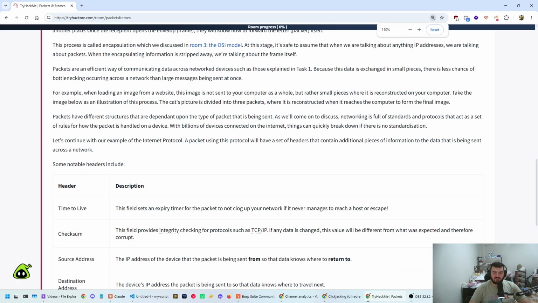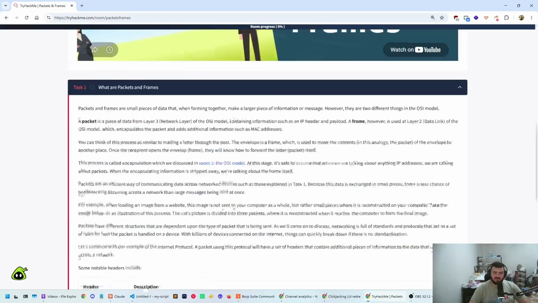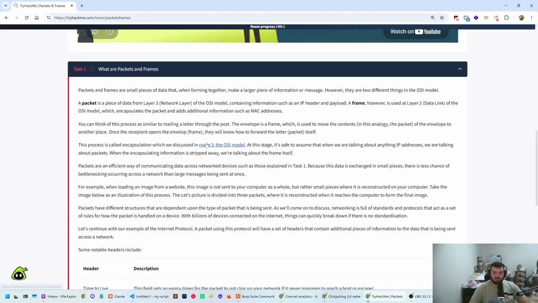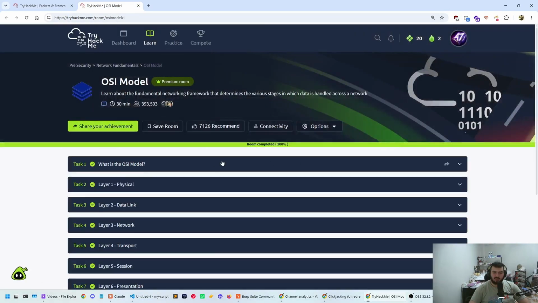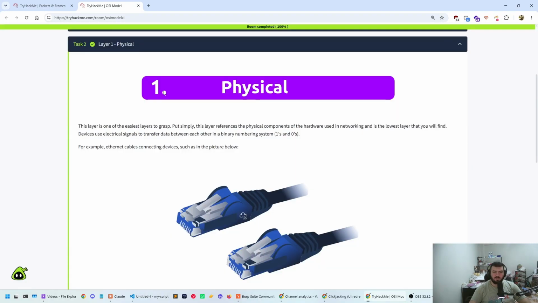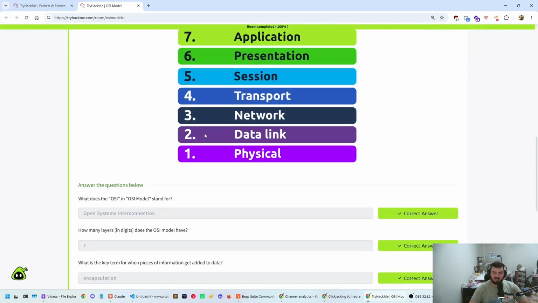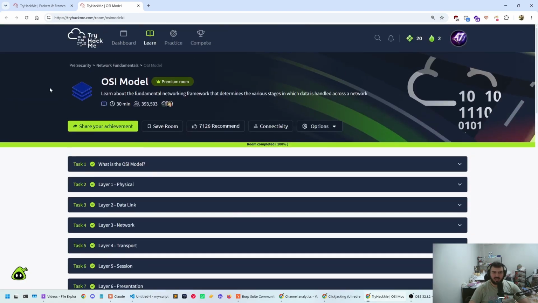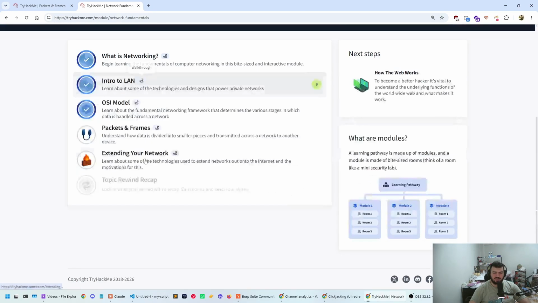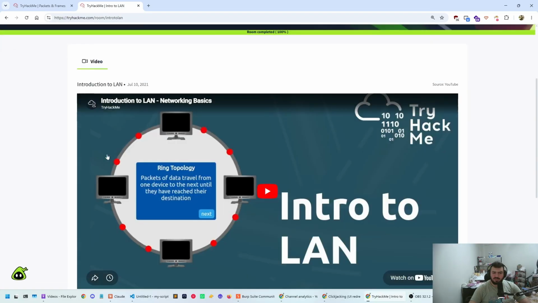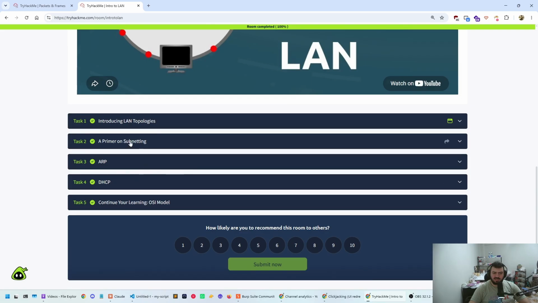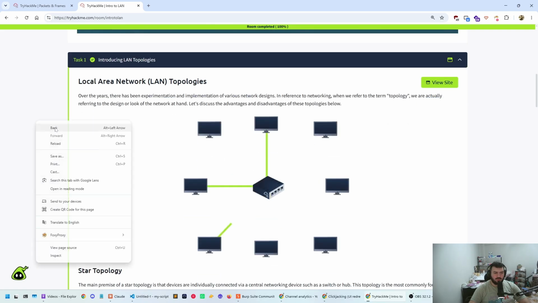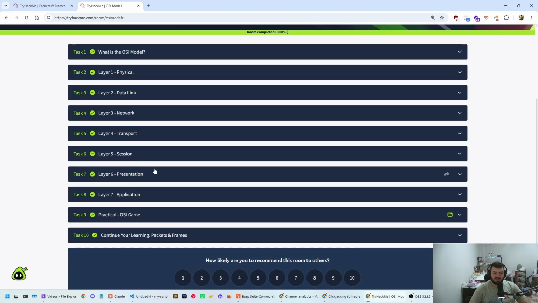The cat's picture, okay, so there's no image here, but the cat picture that they are talking about is in the TCP/IP, actually. I do apologize. It's not in the OSI model. It is where we were talking about TCP and IP.